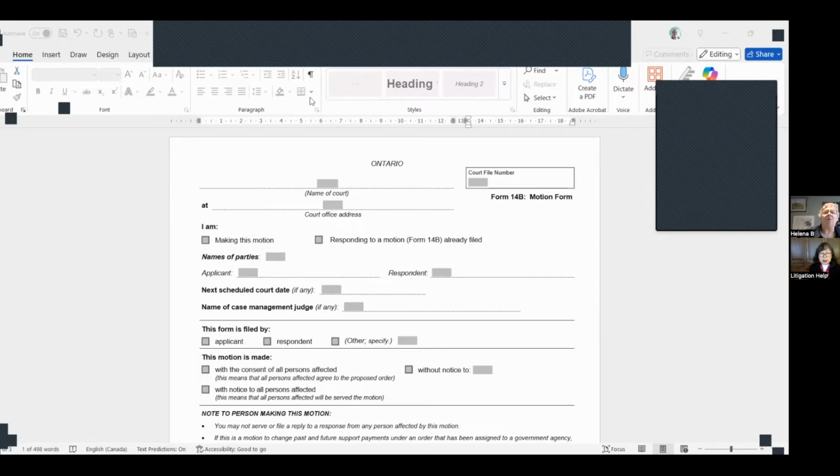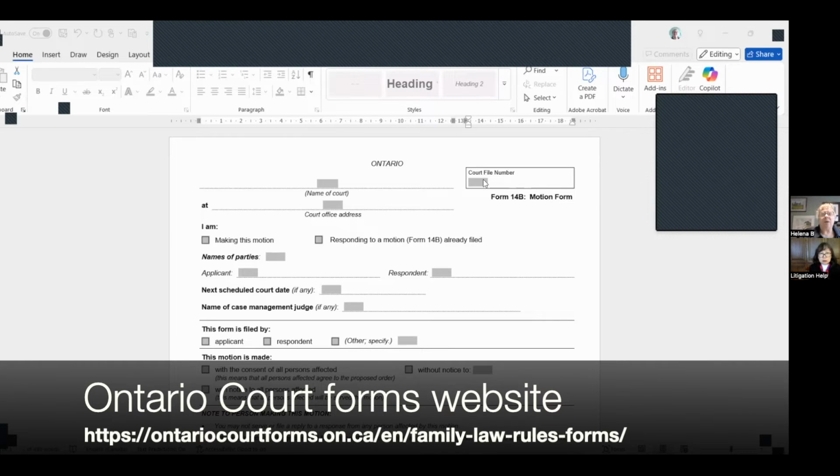Remember what we were talking about? The information that always stays the same up at the top once you start an application. They've made it a little bit simpler. So when you're doing your Form 14B motion form, you can pull it off the Ontario Court Forms website. That's just where I got this one.